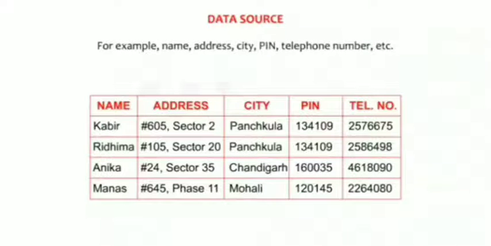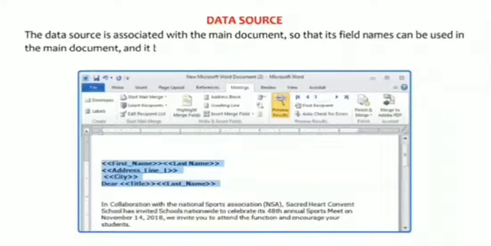or column headings. That means name, address, city, PIN, telephone number, that is written in red color in this table. All these names are considered as field names or column headings. These field names can be used when we are going to merge all the receiver's information with our main document. The data source is associated with the main document so that its field names can be used in the main document, and it becomes easy to merge addresses with the main document.